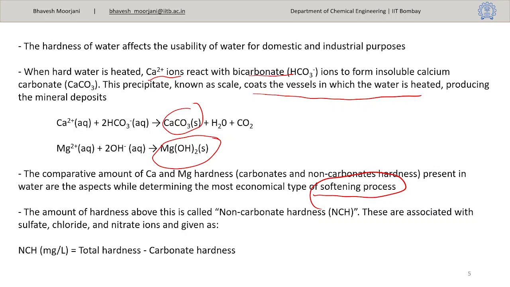Thus, in industry, at the inlet of water as well as the outlet of water, which is wastewater, you measure different quantities, and based on that you determine whether further processing is required or not, and hardness also plays an important role in this. Okay, now the amount of hardness above this carbonate is called non-carbonate hardness, and that is associated with sulfate, chloride and nitrate that we already have discussed, right? So you can find non-carbonate hardness as total hardness minus carbonate hardness.